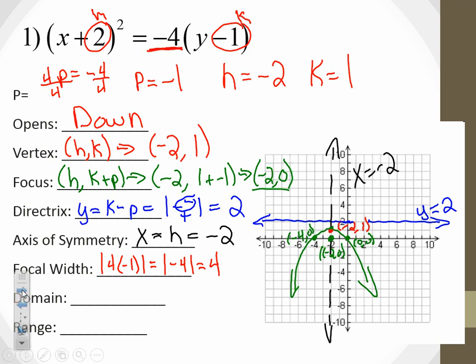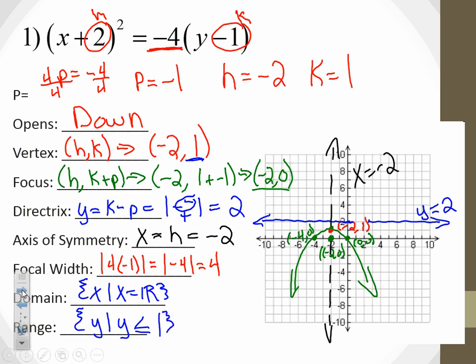Now, last thing, domain and range. Our domain, since it's going up or down, is going to be x such that x equals all real numbers. Our range, we just pick our y value. It's going down, so it's y such that y down means less than or equal to. Our y value is 1. Alright, example number 1 done.